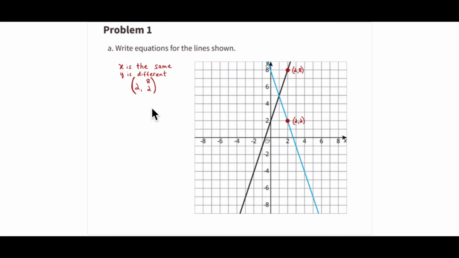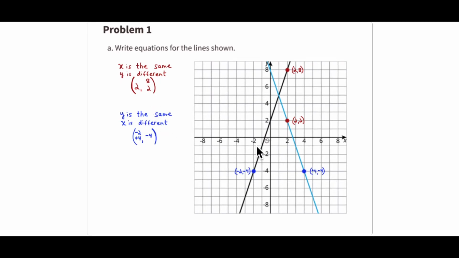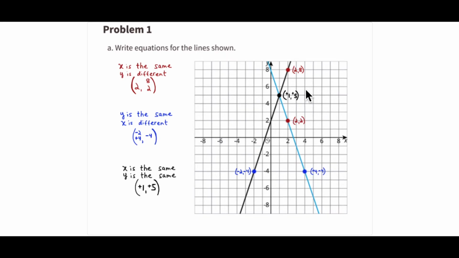And likewise, there are lots of places that have the same y-coordinate. These 2 y-coordinates are the same for these 2 points, negative 4 and negative 4. But they have different x-coordinates. This one goes out this way to negative 2. This one goes out this way to positive 4. But that solution right here is the only place where the coordinate pair is the same for both graphs.